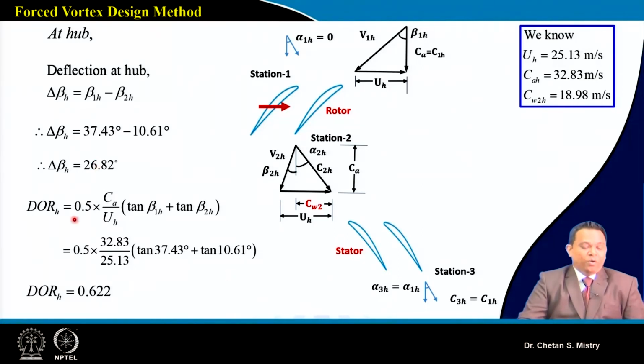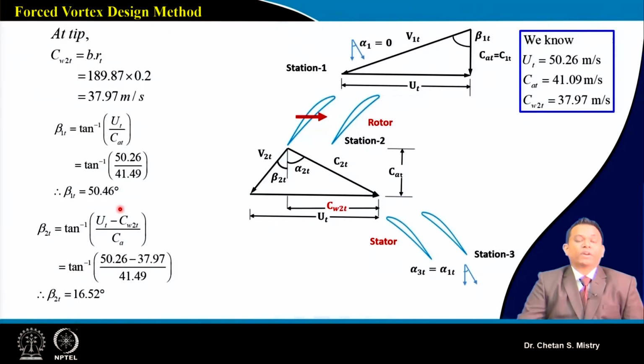Okay. Now we can do our calculation for degree of reaction at the hub. This is the formula, since my CA at the hub is known. So we can do this calculation. It says my degree of reaction is coming 0.62. Okay.